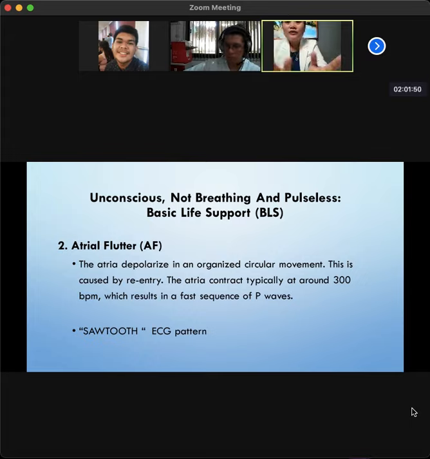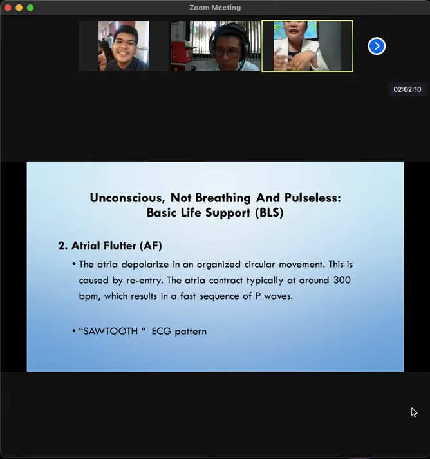Okay? This is caused by re-entry. The atria contract typically at around 300 beats per minute, which results in the fast sequence of P wave. So imaginein mo 300 na gumaganon-ganon siya. So hindi na maintindihan ni ventricle kung anong gagawin niya. So kaganyan na lang siya. Parang tao din na pag nalilito na gumaganon-ganon na lang.